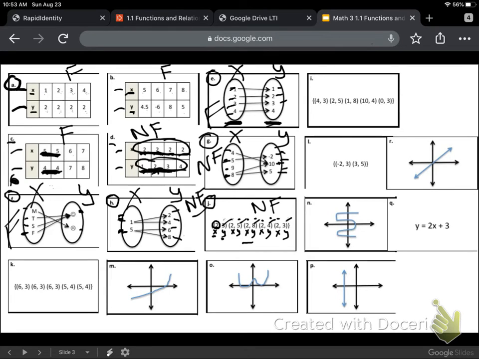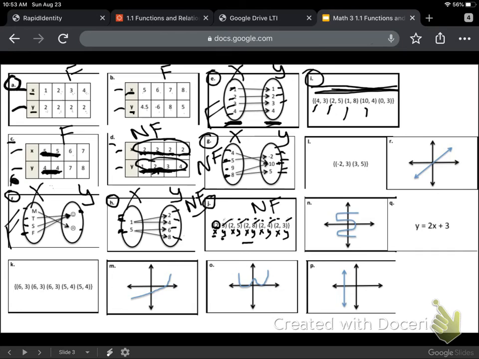Okay? We got some more over here, but it's the same thought process. Right here on I, we have the same thing. Let's look at our x's and make sure they go to one y. I have a 4 going to a 3. Do you see any more 4s over here? No. I have a 2 going to a 5. Do I see any other 2s in the x position? No. I have a 1 going to an 8. Do I see any other 1s in the x position?